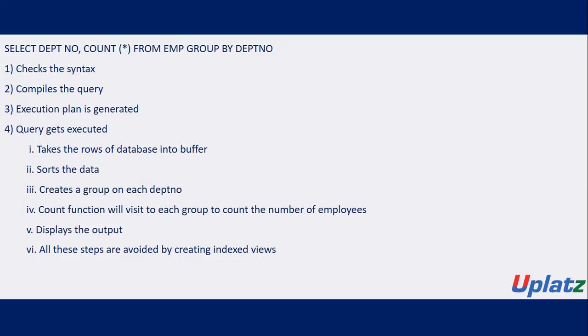It creates a group on each department number, and the count function will visit each group to count the number of employees. Why does it go to each group? Because we are using the group by clause. Due to this, the count function will visit each group to count the number of employees, and then it displays the output.